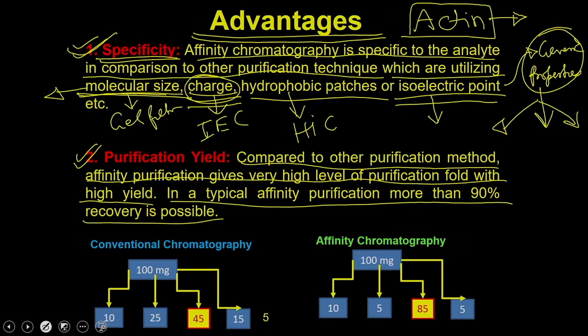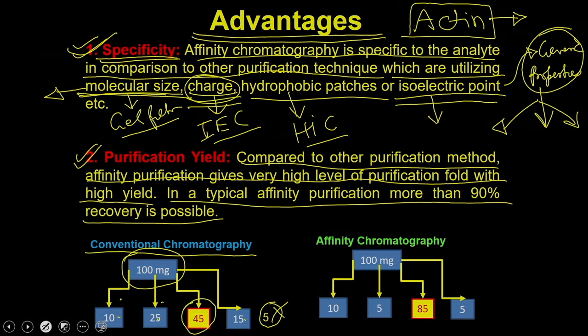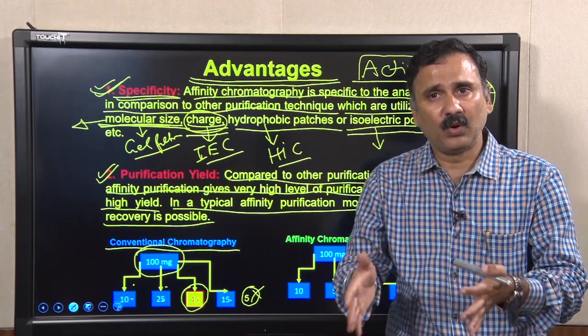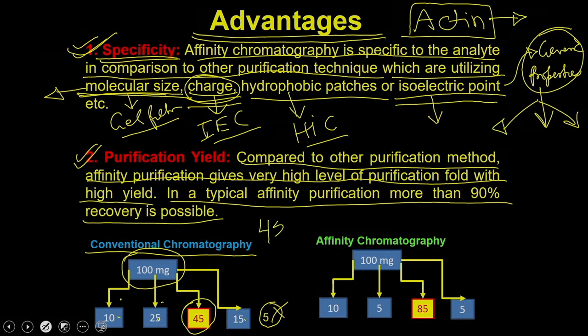For example, in a conventional chromatography, such as gel filtration, ion exchange or hydrophobic interaction chromatography, if you start with 100 milligrams of protein, after the first round of purification you are going to get different fractions, and your protein is present in different fractions. Say you have 10 mg, 25 mg, 45 mg and 15 mg of protein. If you add all these, you will see a loss of 5 mg protein which is not accounted for. Suppose the 45 mg fraction is your purified fraction, where your desirable protein is present in a single band and is 100% pure. Then the purification yield in this case is 45 divided by 100, which is only 45%, or 0.45.